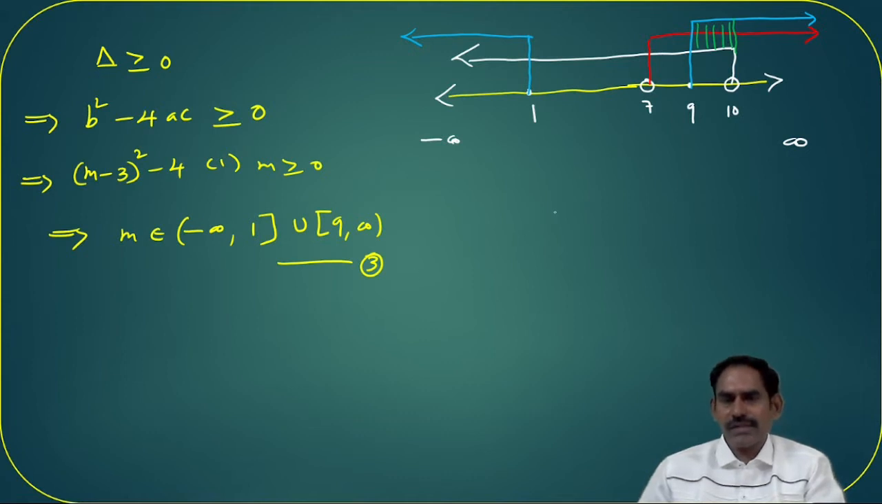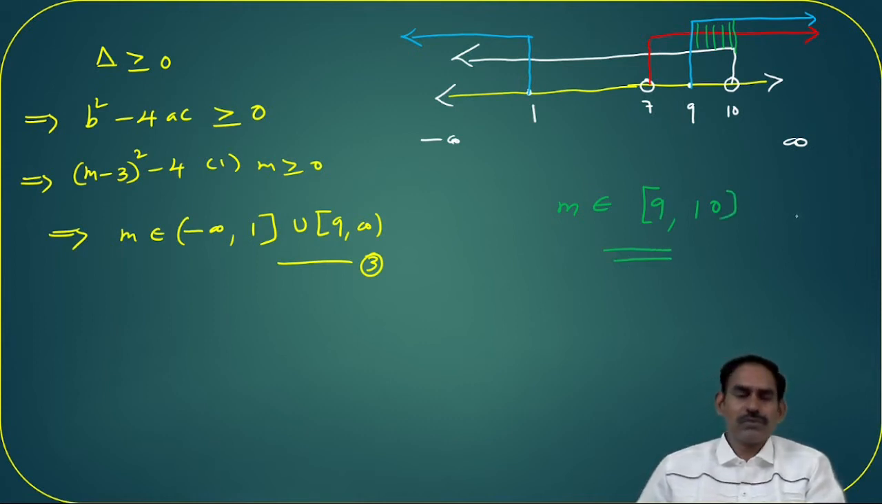Therefore, our answer is m belongs to 9 comma 10. Here the 9 side is closed because it is included, but the 10 side is open. This is the required range. Okay.